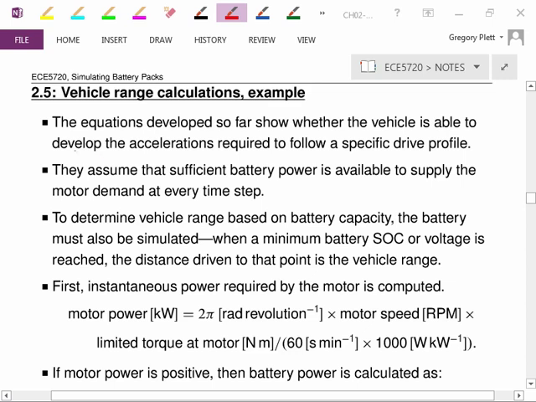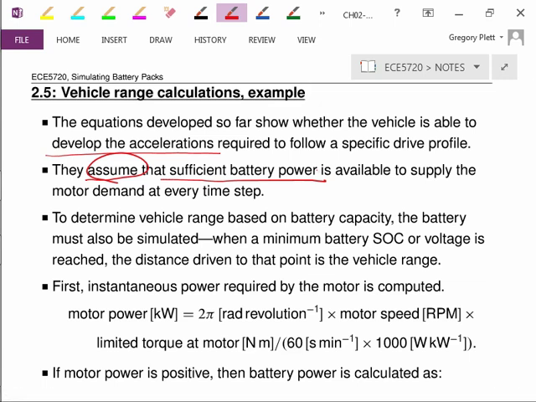So we've seen how to calculate whether it's possible to develop the desired accelerations. And these calculations assume that we do have sufficient battery power available to supply the motor at every time step. Now that's not necessarily going to be true. There was nothing in the previous simulation that said we couldn't just run this vehicle for thousands of miles because we never checked to see if there was any battery energy or battery power available. Nonetheless, when there is battery power available, the simulation steps for the vehicle were correct.